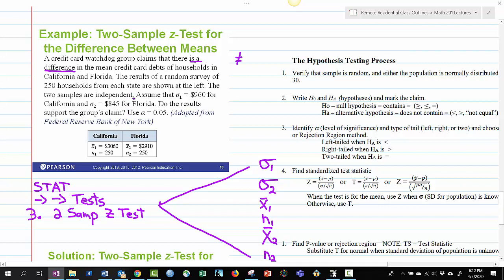The two samples were independent. Assume standard deviation 1 is $960. That one's for California, and standard deviation 2 is $845. That one's for Florida. Use a level of significance of 0.05.